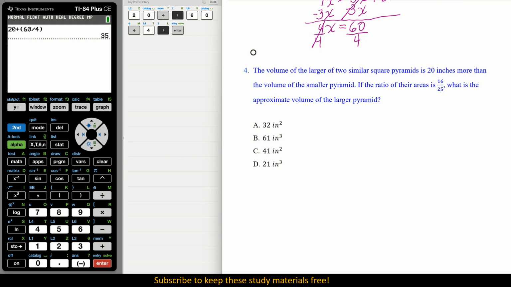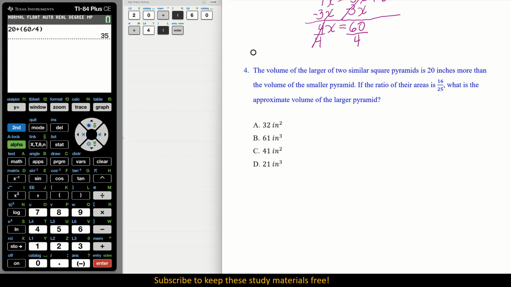Okay, number 4. The volume of the larger of two similar square pyramids is 20 inches more than the volume of the smaller pyramid. If the ratio of their areas is 16 over 25, what is the approximate volume of the larger pyramid? Okay, all right.